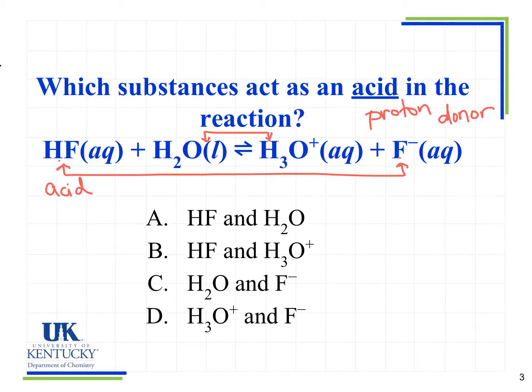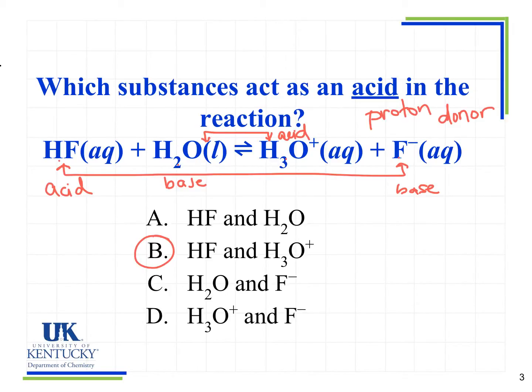When I look at water and H3O plus, I see that going from H2O to H3O plus, I'm gaining a proton, which means the reverse process will mean that the H3O plus is the acid because it is willing to donate a proton. So my answer here is my HF and my H3O plus. HF is an acid, H2O is willing to accept a proton, making it a base. And likewise, when I look at my F minus, it's willing to accept a proton, so it's also going to be a base.